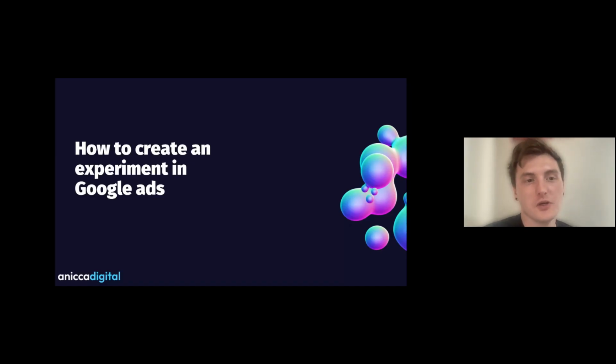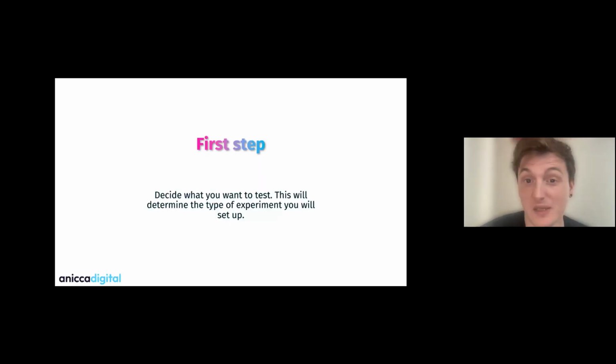So I'll move on to how we actually create experiments in Google Ads. I want to show you how to actually create an experiment. If you know already, then great, but I'm still going to show you anyway. You're just going to have to get through it. So the first step is you need to decide what you want to test, because that will determine the type of experiment you will set up. Simple enough, right? But you need to know what you're testing before you build an experiment. Once you know what you want to test, you need to go into Google Ads to set up the experiment.